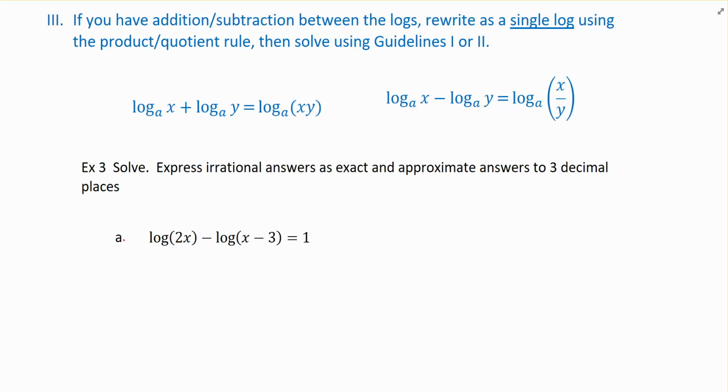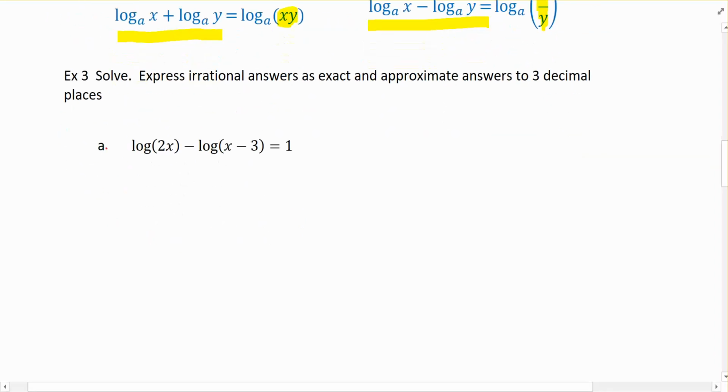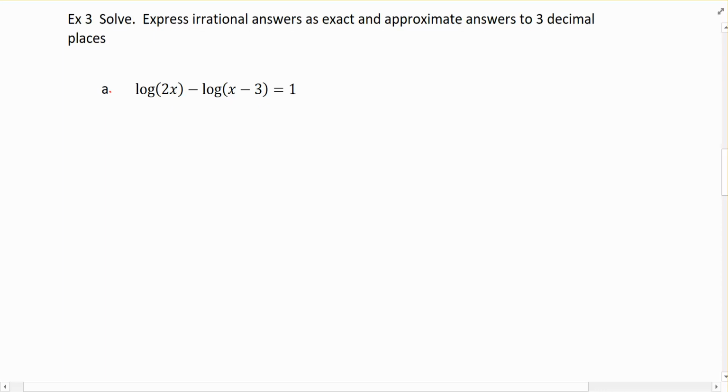So all I've done here is rewrite both the sum and the difference identities or properties of logs for you. Remember that if I am adding two logs together, I can rewrite them as a single log with their arguments multiplied. Or if I'm subtracting two logs, I rewrite them as a single log with their arguments divided. We're going to use those two concepts to solve three equations in this set. In each of these equations, I want to find not only the exact answer, but also the approximate answer from my calculator rounded to 3 decimal places.